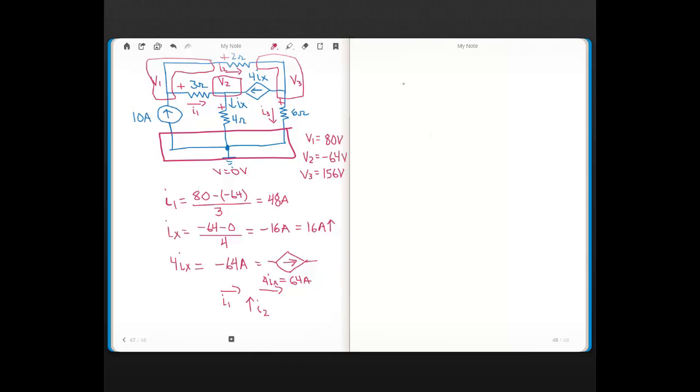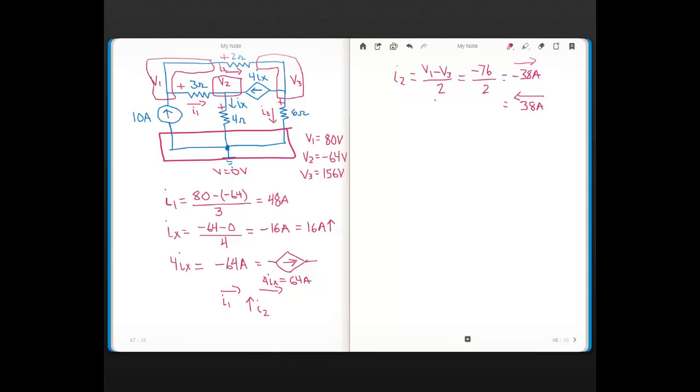We could also look at the current through the 2 ohm resistor at the top of the circuit. Okay, that's going to be V1 minus V3 over 2. So V1 80 minus V3 156, that's a minus 76. Okay, so minus 76 volts divided by 2, that equals minus 38 amps. Okay, so that means I2 also, because of the negative sign, this negative 38 amps goes with when we have I2 defined this direction. Well, that's the same as saying it's plus 38 amps with I2 going the other direction.